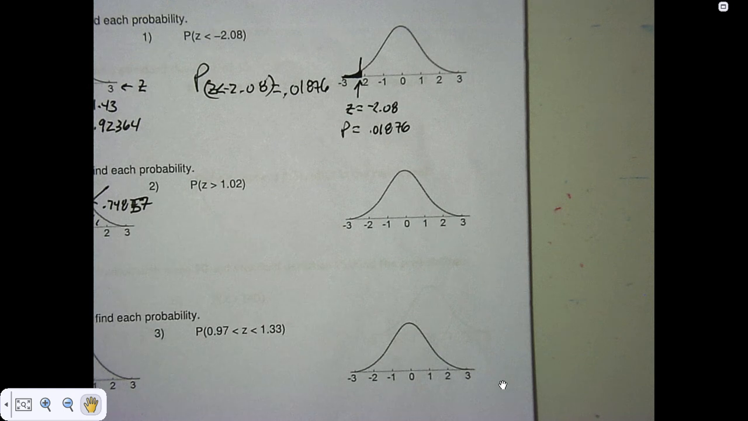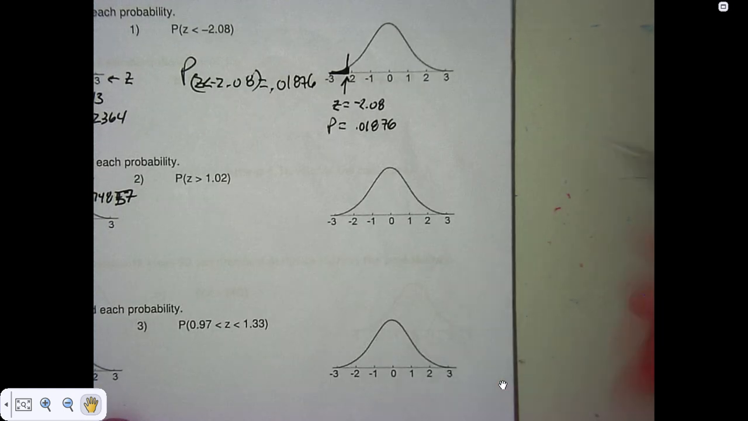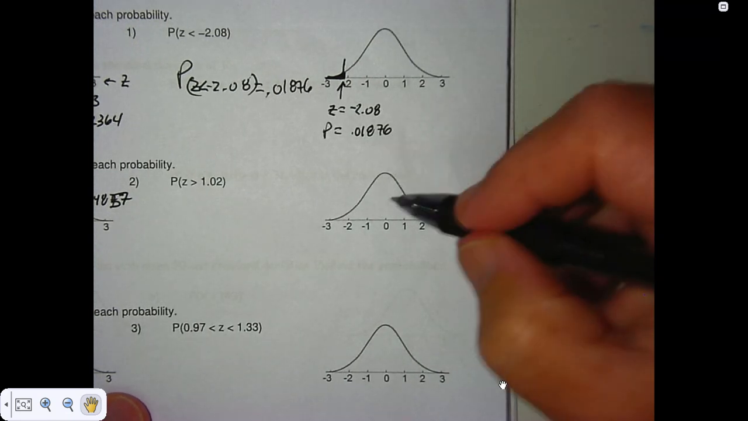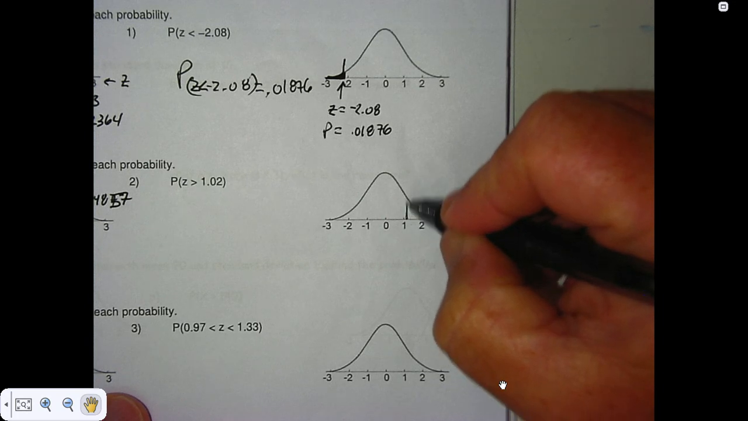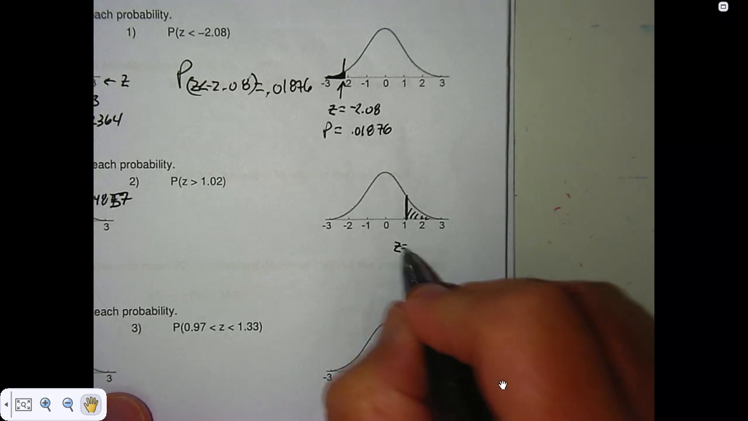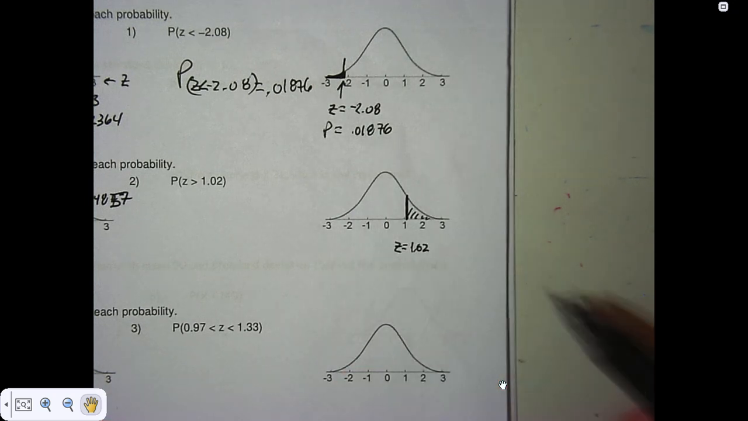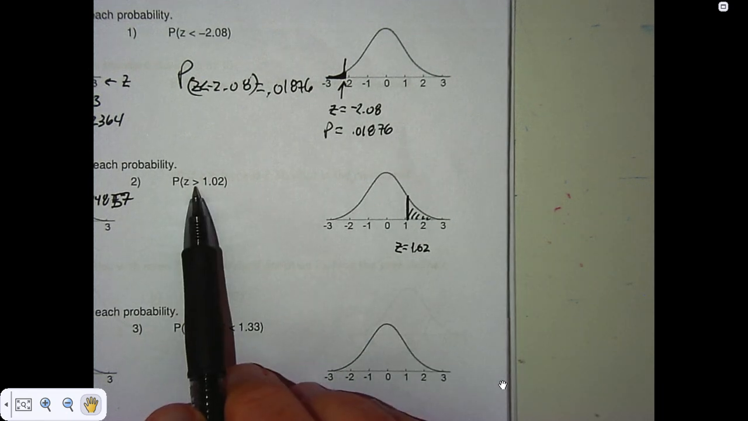This is the exact same problem as the other one, with just a little different number for z. First of all, locate your z-score. Z is greater than 1.02, just barely more than this one right here. Okay? We want this area. That's a z-score that equals 1.02. I want the area that's to the right of that because I want the area that's greater.